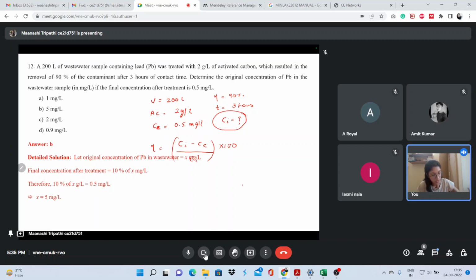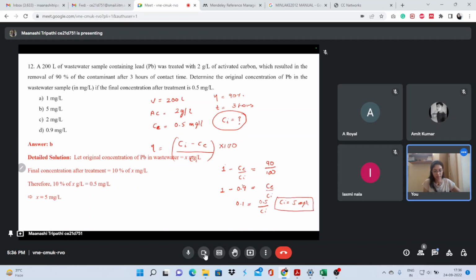Same process they have followed. (Ci - Ce) upon Ci. Ci we want to know. Ci upon Ci, 1 minus Ce upon Ci is equal to 90 by 100. 1 minus 0.9 is equal to Ce upon Ci. 0.1 is equal to, what is Ce? 0.5. We want to know Ci. So Ci is equal to 5 mg per liter.